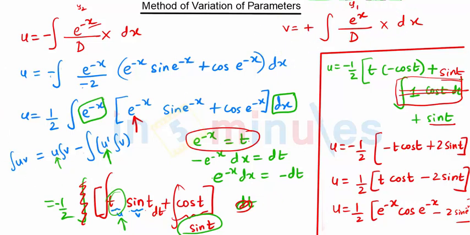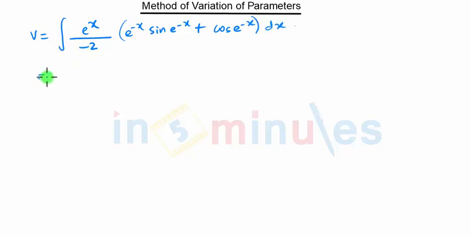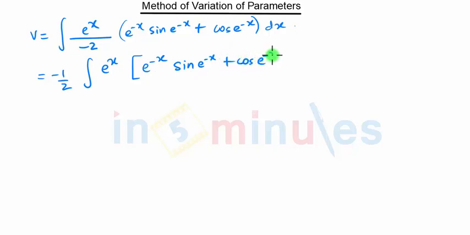V is very simple. V is nothing but integration of e raised to x into, D is minus 2 and x is, e raised to minus x sine e raised to minus x plus cos of e raised to minus x into dx. I am taking this minus half outside, so we get integration of e raised to x into e raised to minus x sine e raised to minus x plus cos of e raised to minus x dx. This equation is very simple.